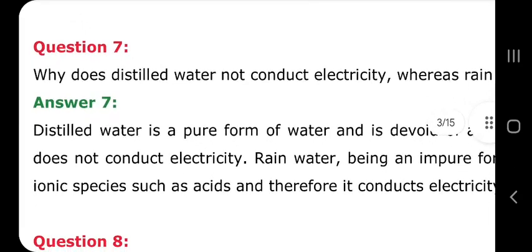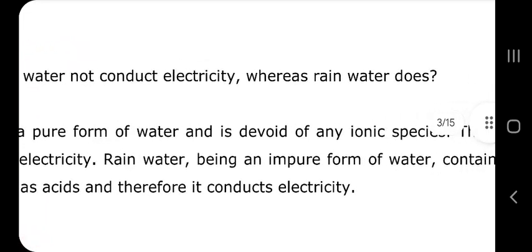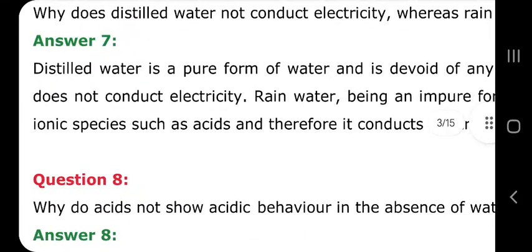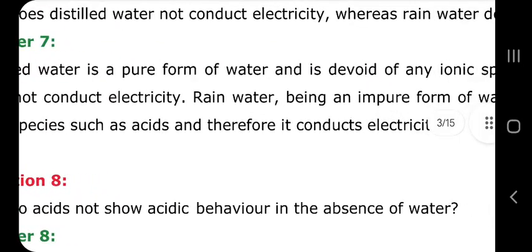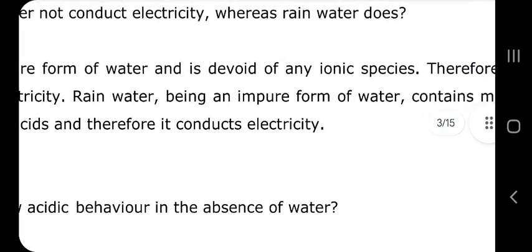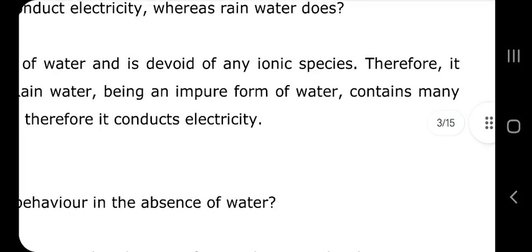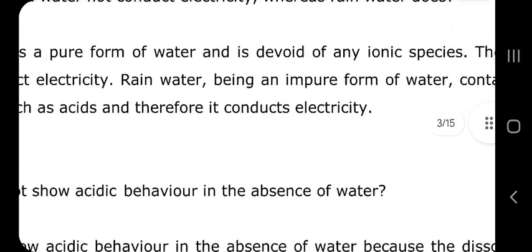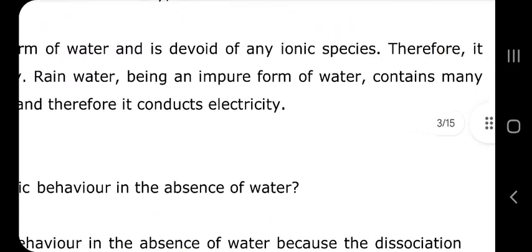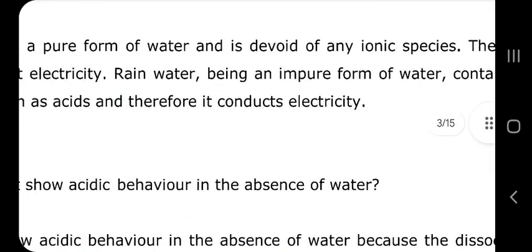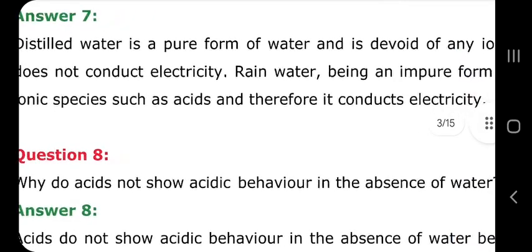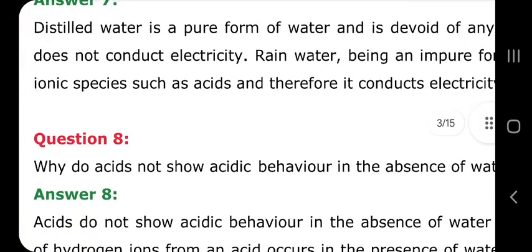Let's see question number 7. Why does distilled water not conduct electricity, whereas rainwater does? The answer of question number 7 is: distilled water is a pure form of water and is devoid of any ionic species. Therefore, it does not conduct electricity. Rainwater, being an impure form of water, contains many ionic species such as acids, and therefore it conducts electricity.